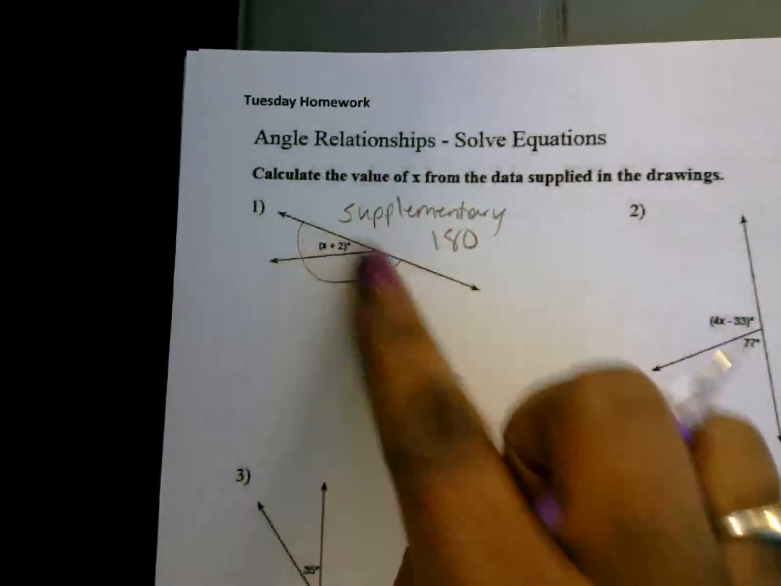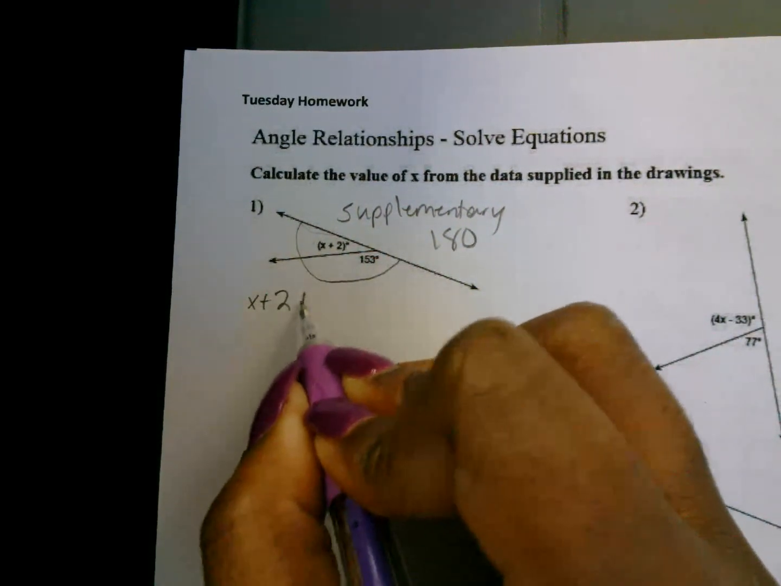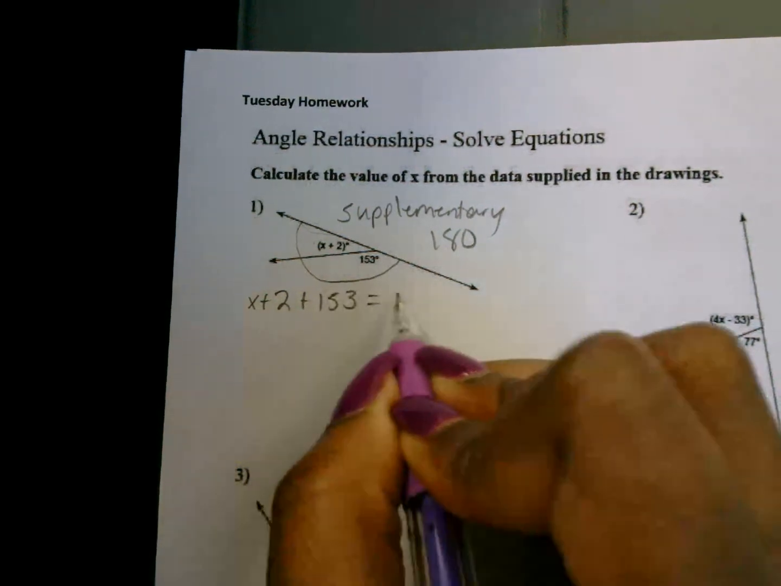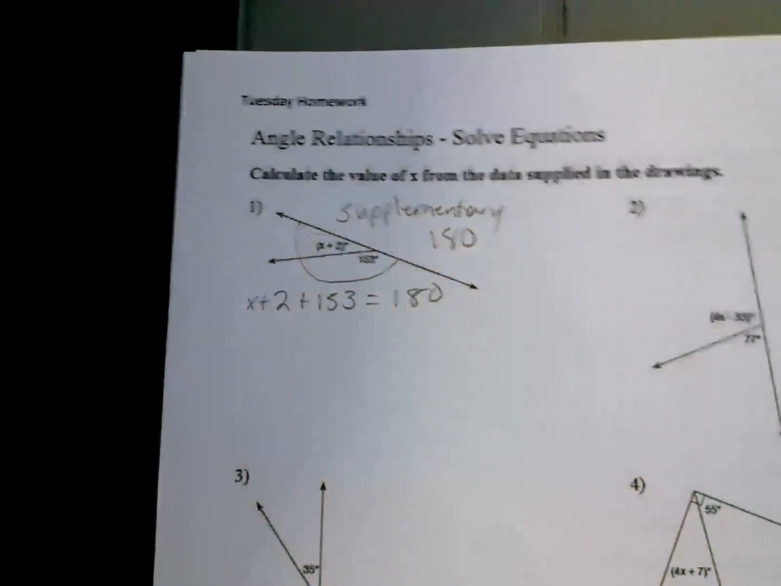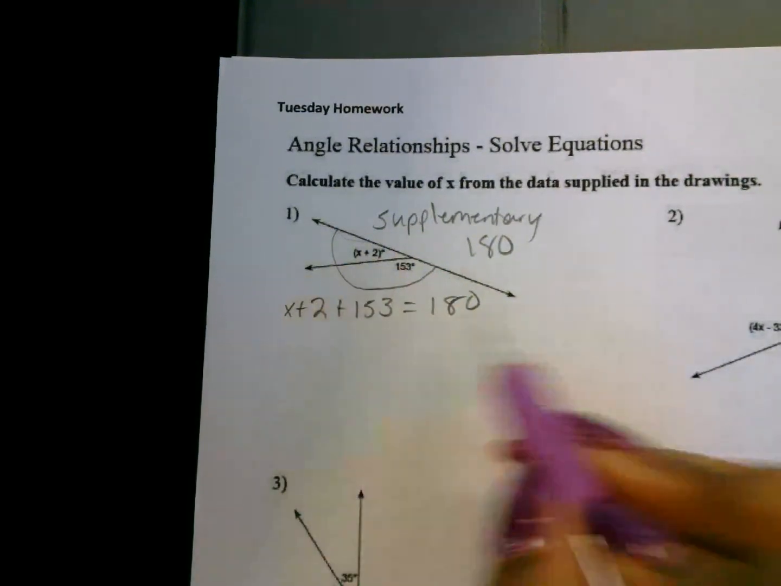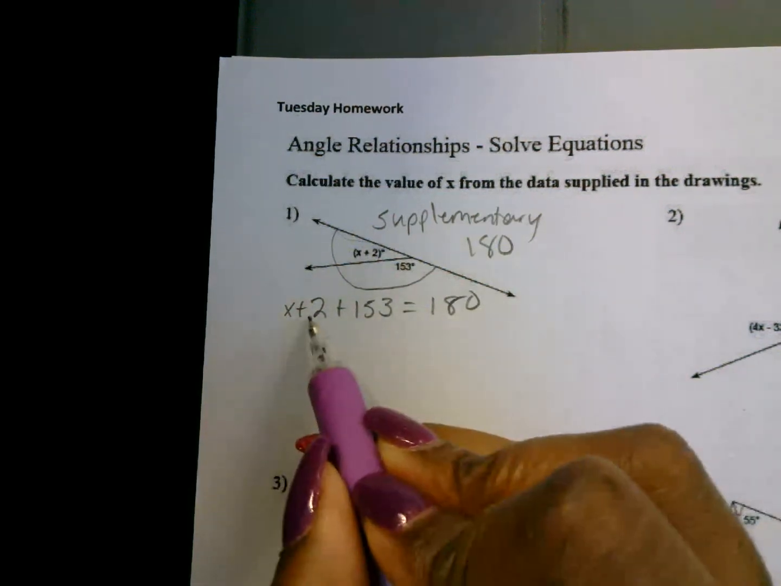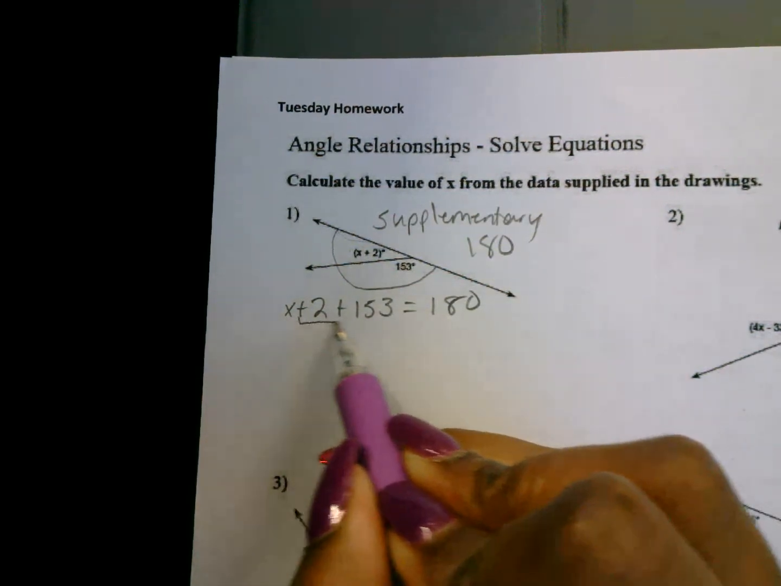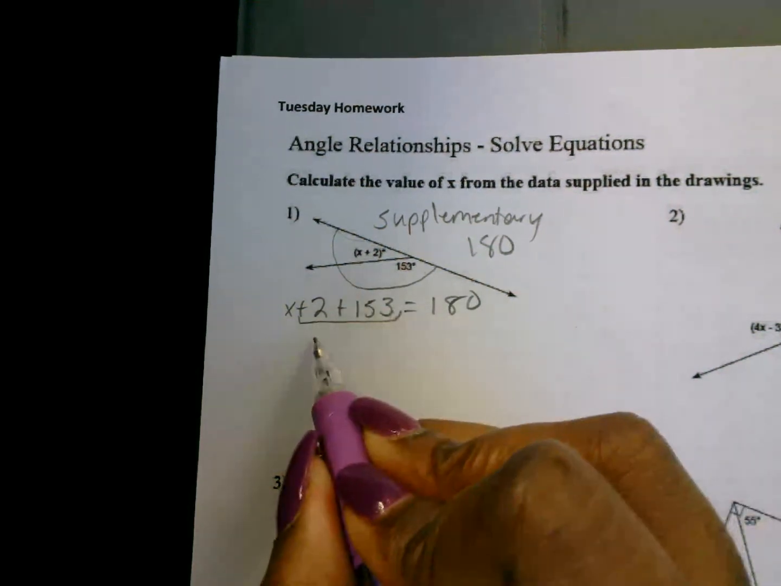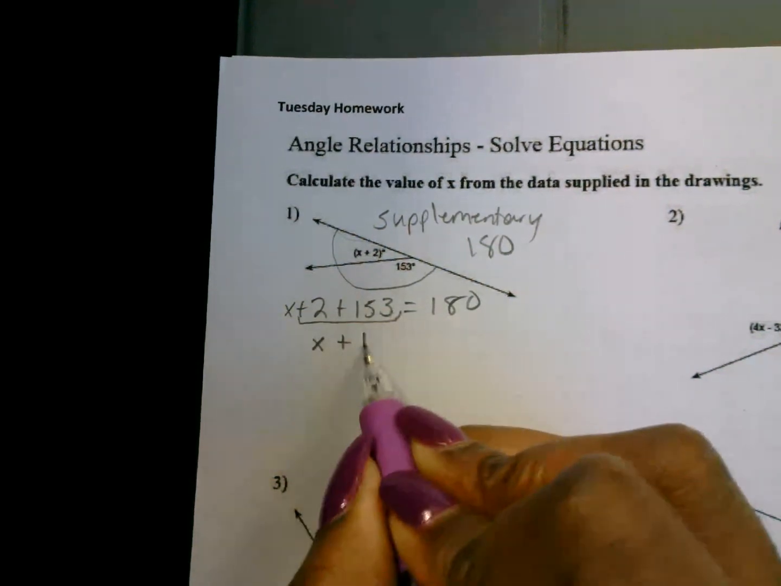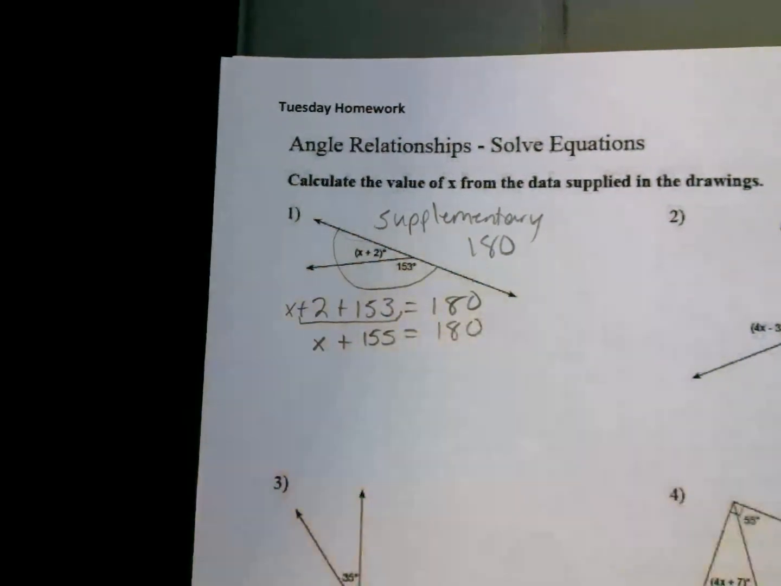So we're going to add both angles together, x plus 2 plus the 153, and set it equal to 180 degrees. Okay? So first thing, we look for distributive property; we don't have any. Combine like terms on each side separately. On this side, we add 2 plus the 153, which is 155. So this is x plus 155. Bring down the equal, bring down the 180.